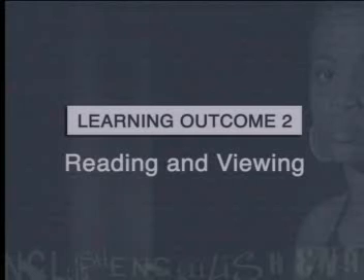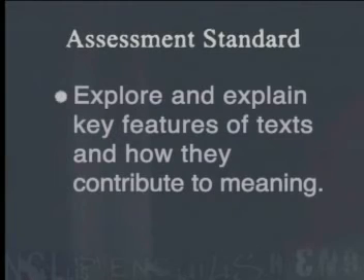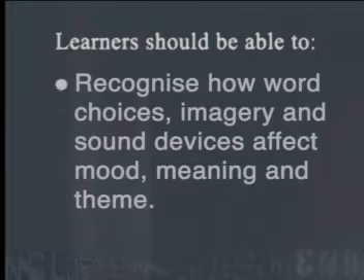The following lesson is linked to Learning Outcome 2, Reading and Viewing. It addresses the assessment standard that requires learners to explore and explain key features of texts and how they contribute to meaning. Learners should be able to recognize how word choices, imagery, and sound devices affect mood, meaning, and theme.